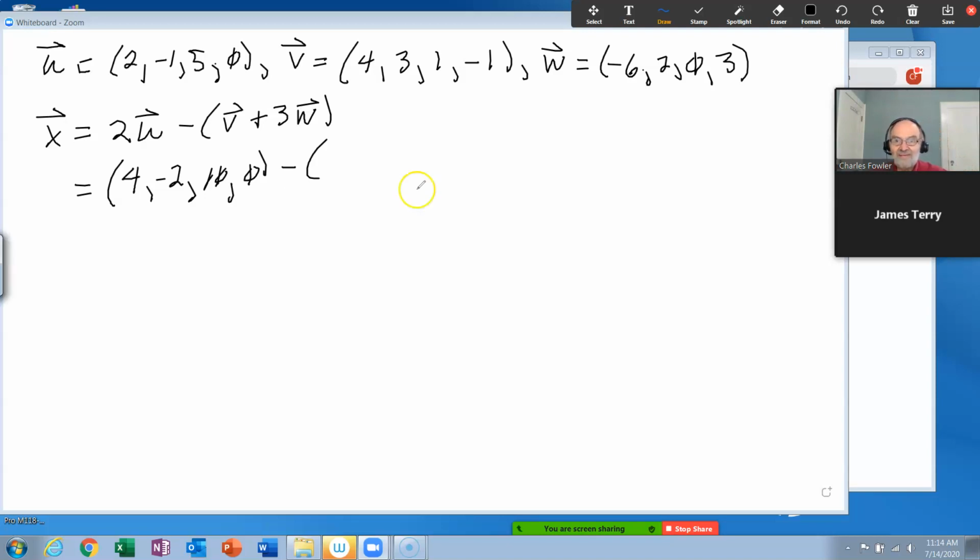So that would be 4 plus 3 times the negative 6, right? That's 4 minus 18, which would be minus 14. Then 3 plus 6 is 9. 1 plus 0 is 1. Negative 1 plus 9 would be 8.